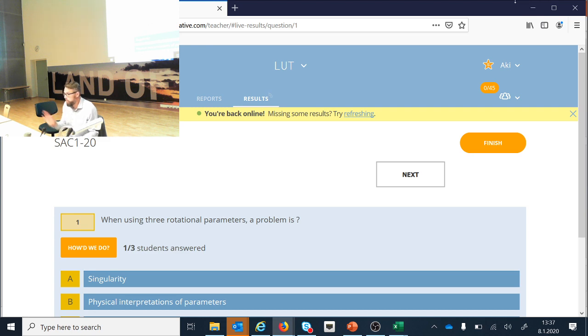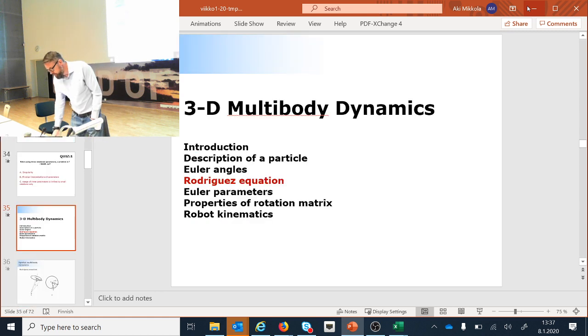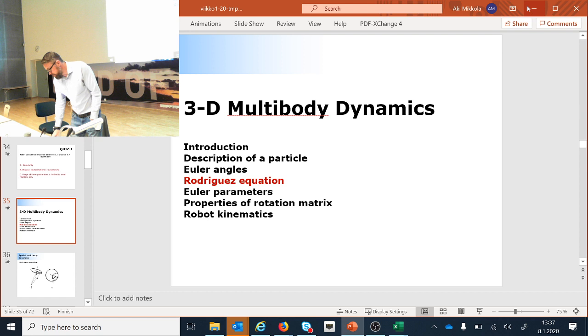Okay, forget about the in-class quizzes today. What I will do is get back to this next week. I will ask this very same question next week, and hopefully you still remember what the story is about, rotations based on 3 parameters. Now, we're going to move on, and this is the last item that I will explain to you today. So we're going to move on to Rodrigues's equation.